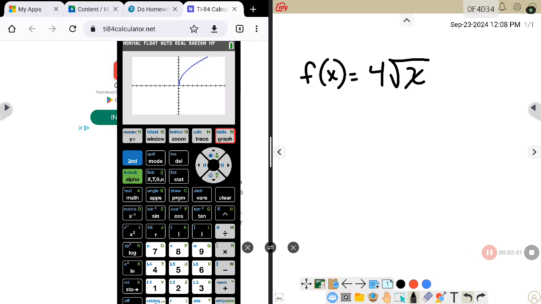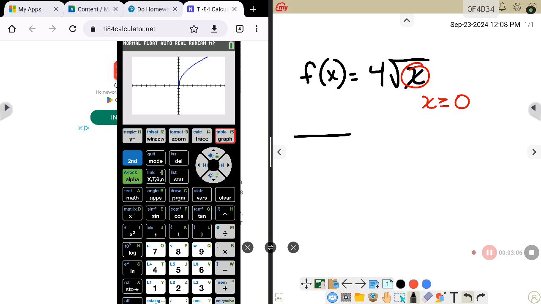It's going to have a starting point, and the starting point is going to have to do with the domain, okay? Because remember, the radicand, which in this case is just the x, has to be positive. So it has to be greater than or equal to 0. So that's why when you're looking at this graph, you can see it starts at the origin. It starts where x is 0.